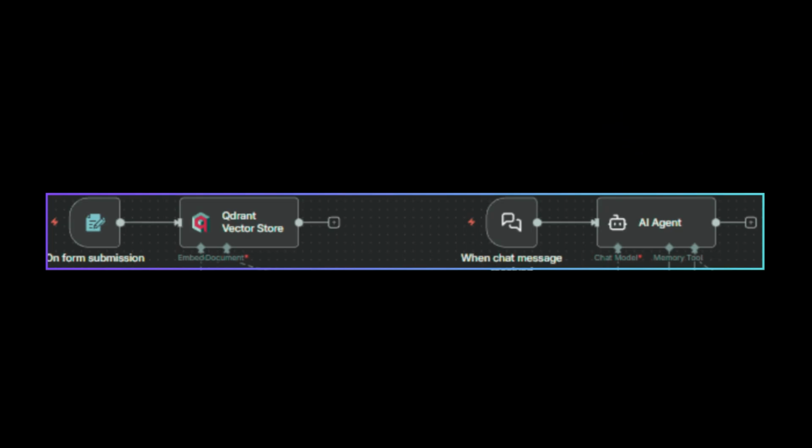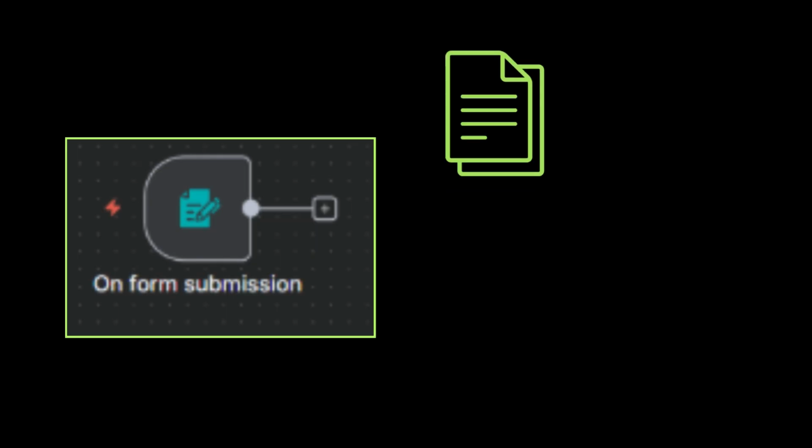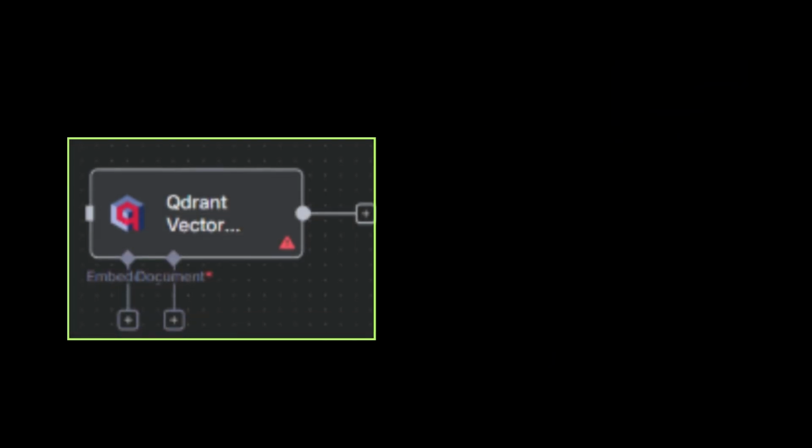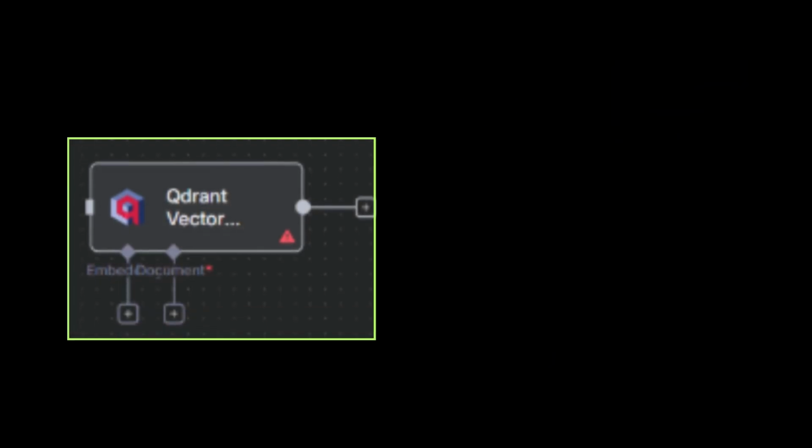Let's get familiar with the key components involved in this workflow. First, on-form submission. This allows us to upload data through a form. The content can be text, checkboxes, or files. The uploaded file will then be stored in a local database called a vector store.